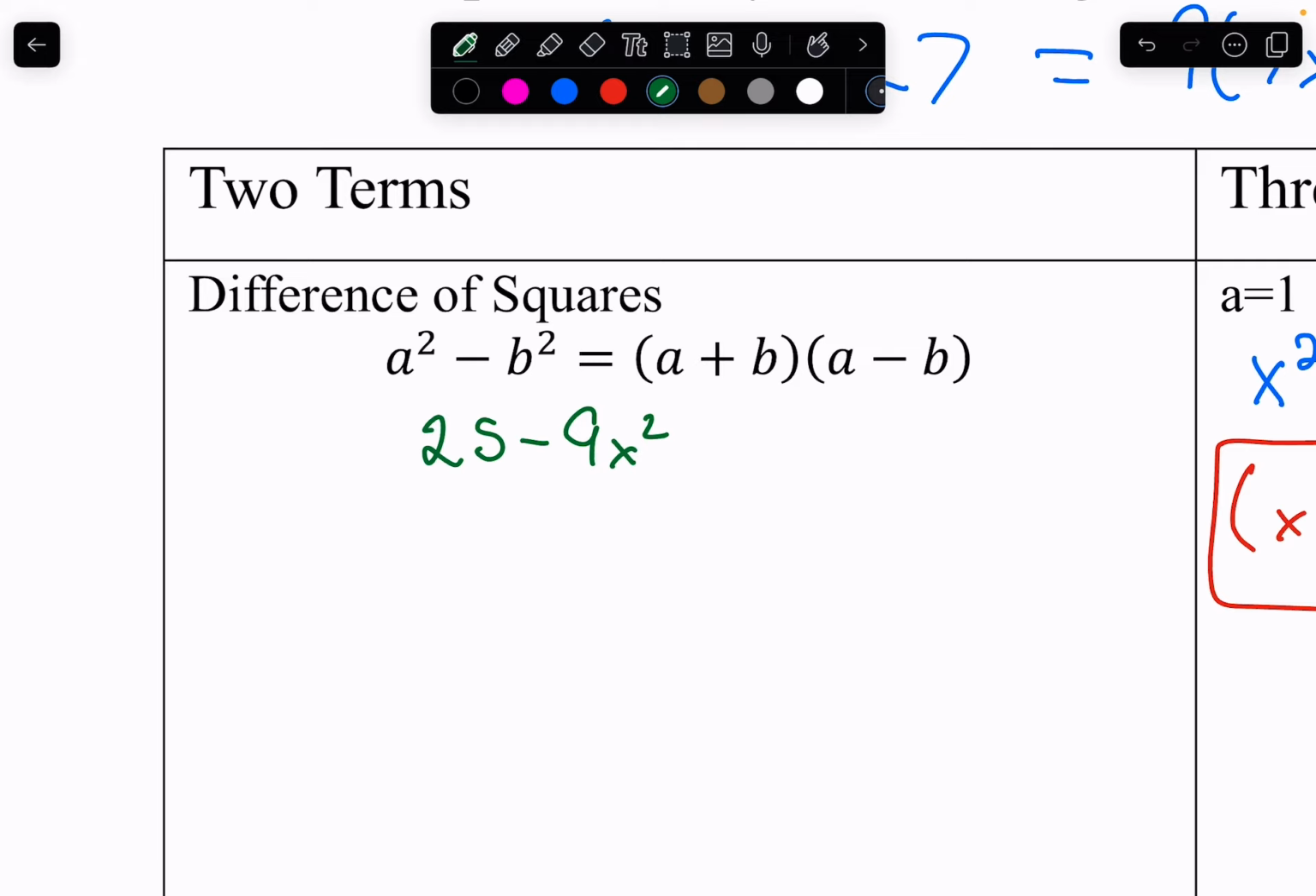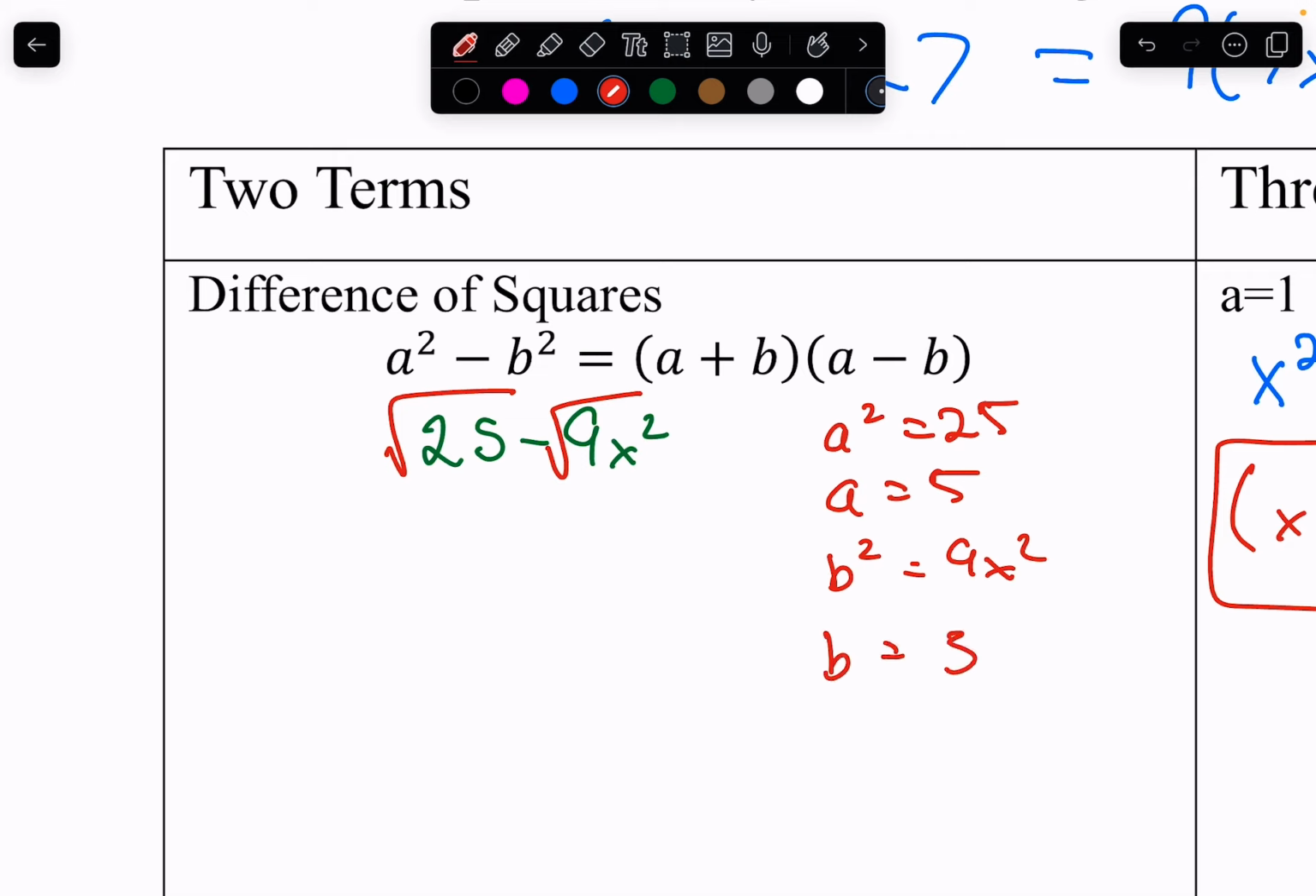All right, so what you want to do is square root each of these terms, right? Because if a squared is equal to 25, well, to solve that, I square root both sides, right? I get a is equal to 5, okay? And then when I square root 9x squared, the square root of 9 is 3, and the square root of x squared is just x. Whenever you're square rooting something with a power, you just divide the power by 2, right? So 2 divided by 2 is 1. You're just left with 1x there.